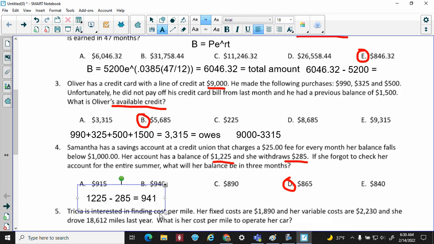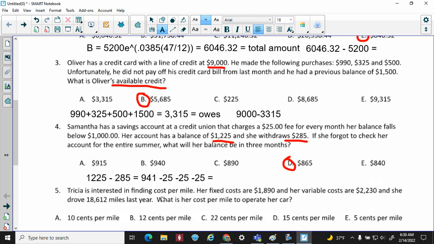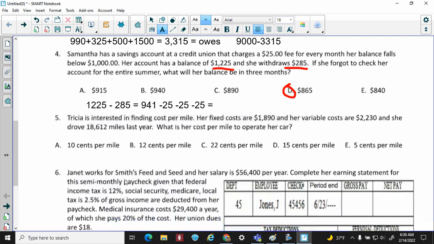Let's see what it says. What would her balance be in 3 months? So basically, what we're doing is taking 3 months worth of penalties to get our answer. So 941 minus, well, you could do 25 times 3. That's perfectly fine. I just wanted you to see that I was deducting 25 3 times. All right. So question number 5. The answer is C.